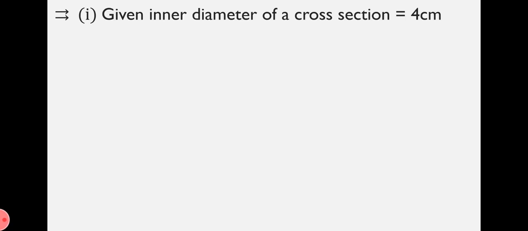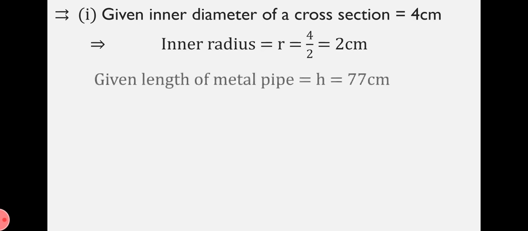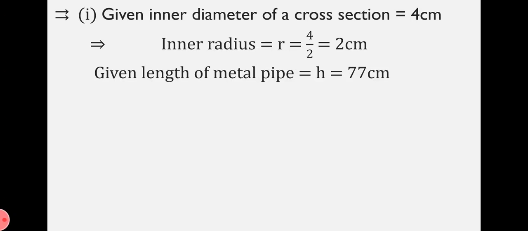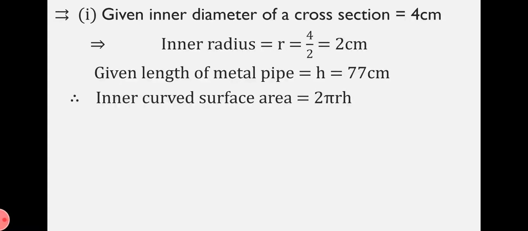inner diameter of the cross section is given 4 centimeter, therefore inner radius, small r, equal to 4 upon 2, that will be equal to 2 centimeter. Already length of metal pipe will be the height, so we write length of metal pipe equal to h equal to 77 centimeter. Now inner curved surface area equal to 2 pi r h.